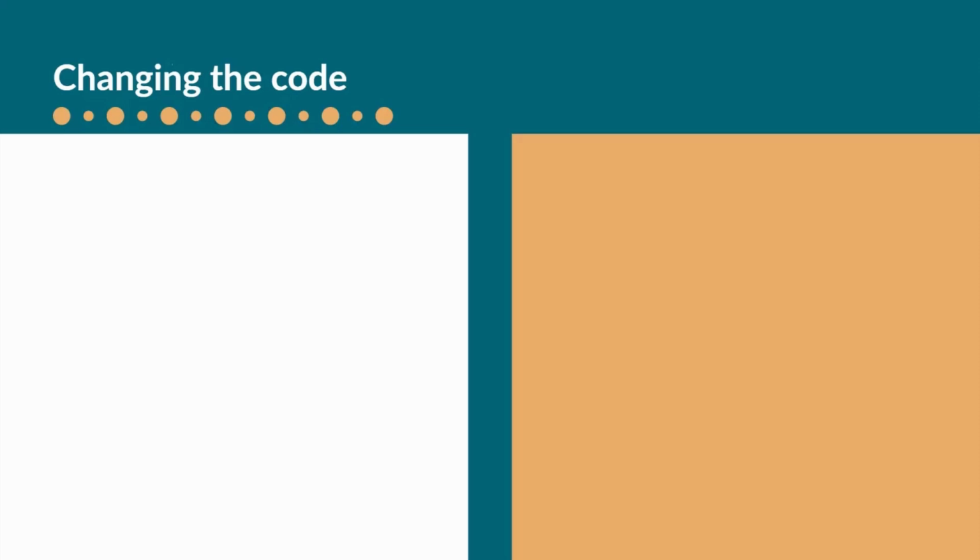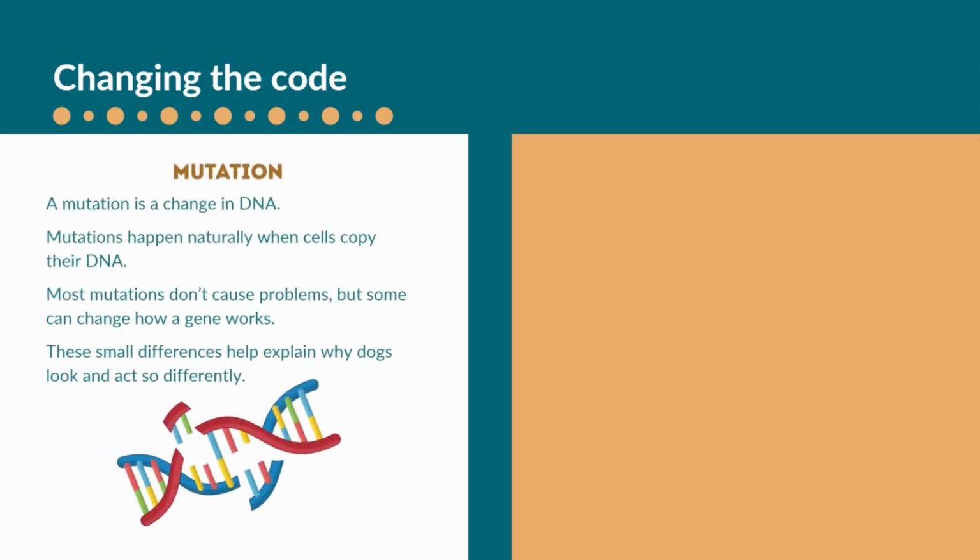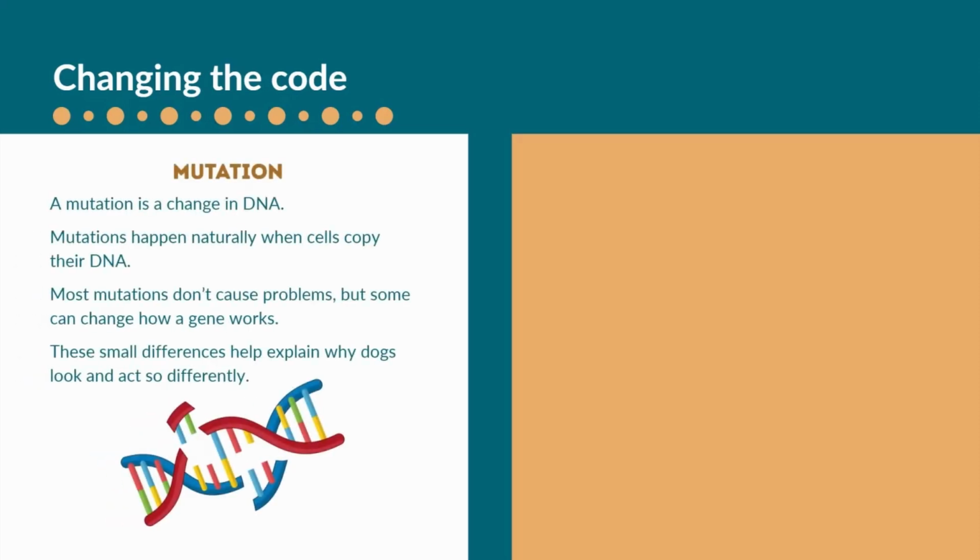So what can change the code? First, we're going to talk about mutation. A mutation is a change in DNA. Mutations happen naturally when cells copy their DNA. Most mutations don't cause problems, but some can change how a gene works. Buddy might have a mutation that affects how his body repairs DNA. Max might have a mutation that changes his coat color. These small differences help explain why dogs look and act so different, even within the same breed.